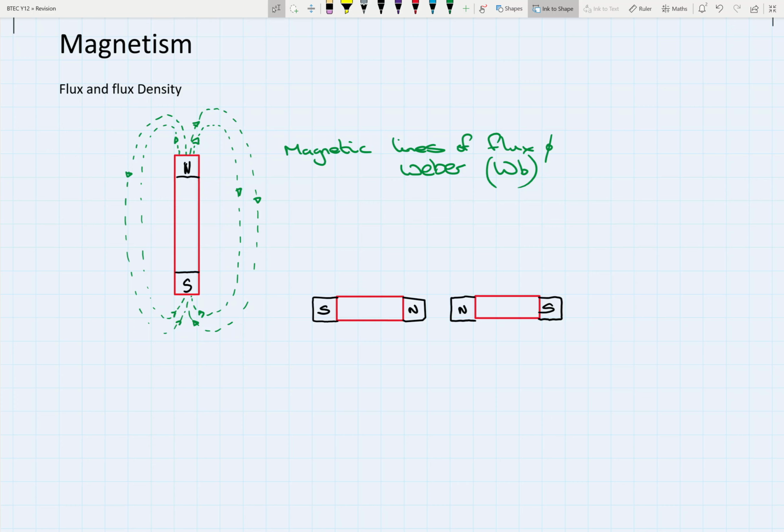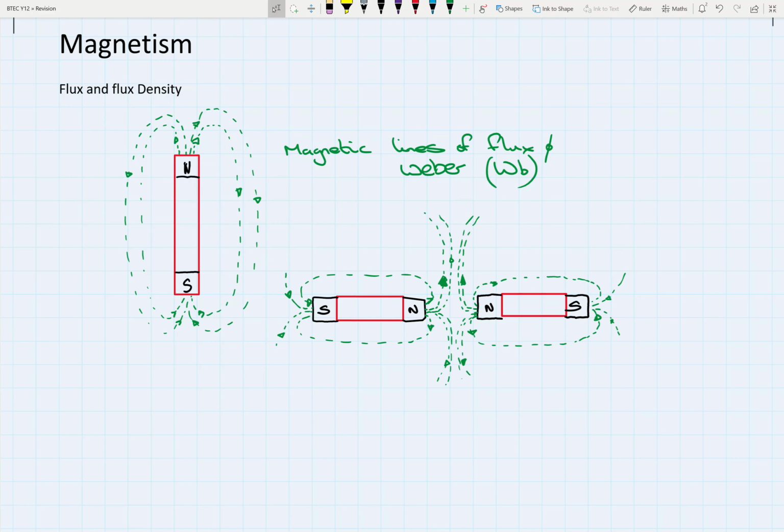If we take two magnets and put them next to each other with both norths next to each other, or we could do the same with both souths, we already know from messing around with magnets that the magnets are going to repel each other. Why are they going to repel each other? Well, we can see that using the lines of flux. We end up with something like that. That picture illustrates that the lines of force are acting to repel each other.